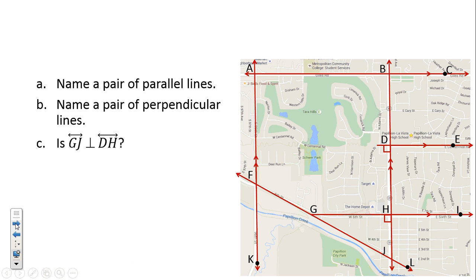Next slide says, now you don't have to draw this drawing. Just want to look at it visually to make sure we understand the symbolism here. We have a map with Papillion La Vista High School. And we have some lines, the streets around Papillion La Vista High School. Okay? Can someone name a pair of parallel lines for me? Adrian.